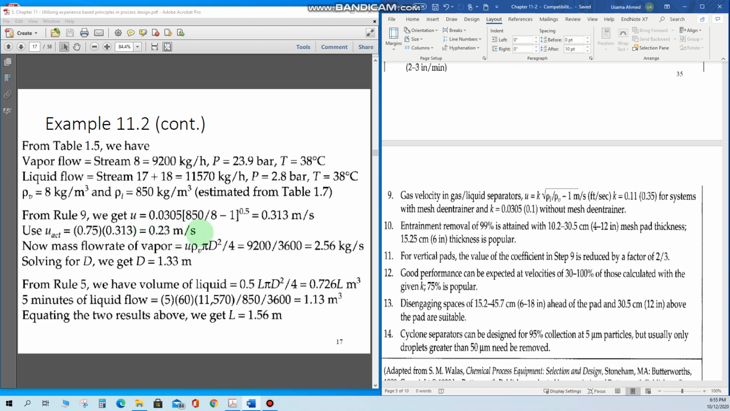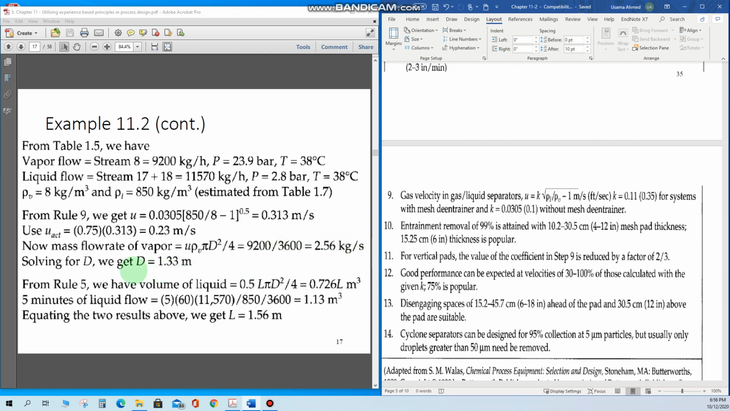Now we have to estimate what is the mass flow rate of the vapor. How can we calculate this one? We simply use the equation for estimating the mass flow rate: density times the volumetric flow rate. And in volumetric flow rate, the velocity can be multiplied with the area. So you have the velocity, density for the vapor, and the area. You can solve this equation, that is equal to 9200 divided by 3600. So the mass flow rate you would get here is 2.56 kg per second.